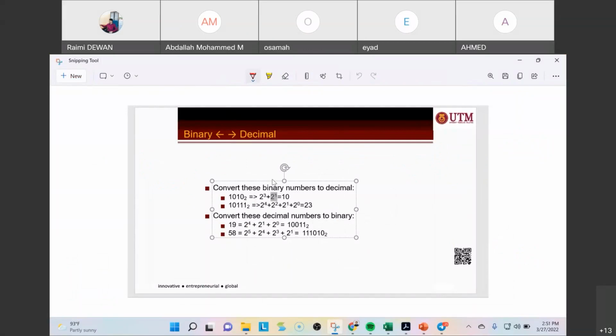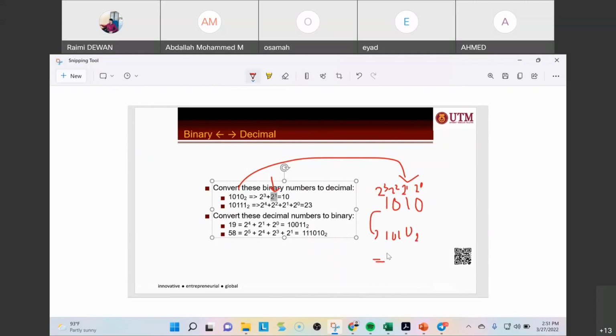For this one, if we put it in binary, 1010, the weightage is 2 to the power of 0, 2 to the power of 1, 2 to the power of 2, and 2 to the power of 3. Of course the 0 digits have no point, you don't put them into account. So 1010 to base 2 is actually what?